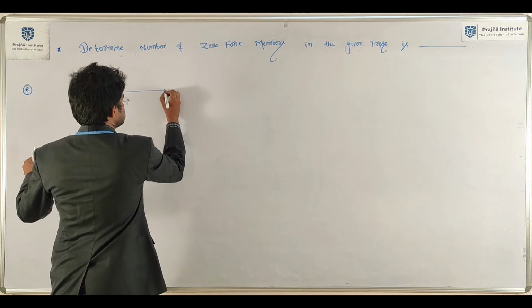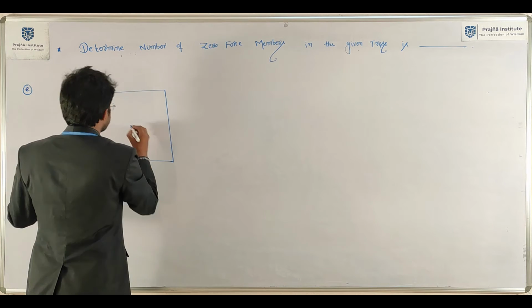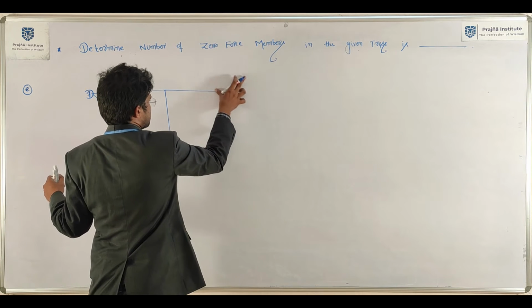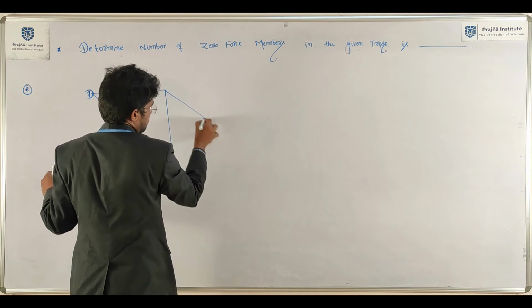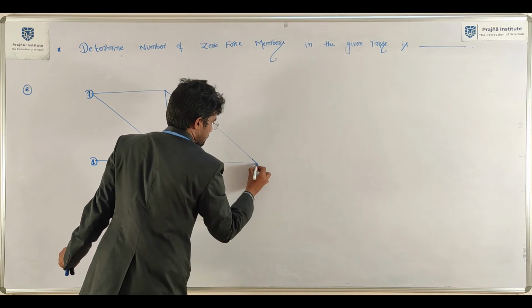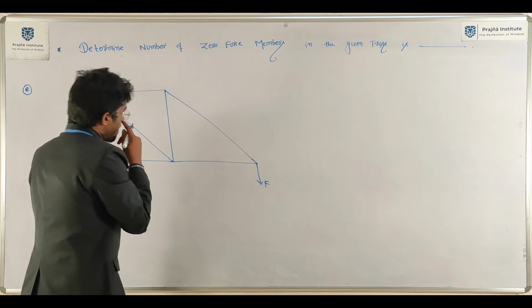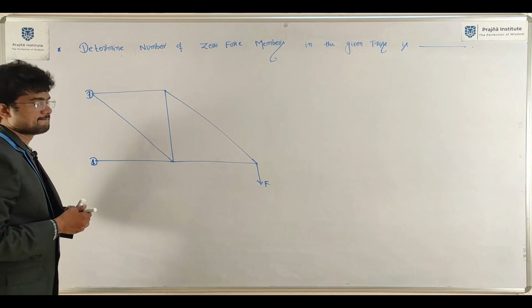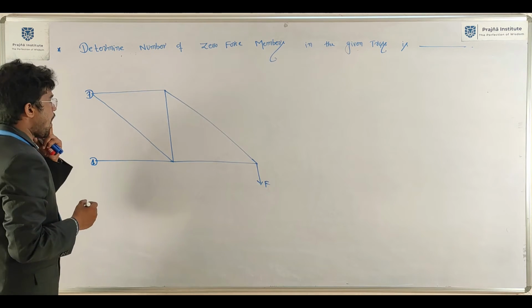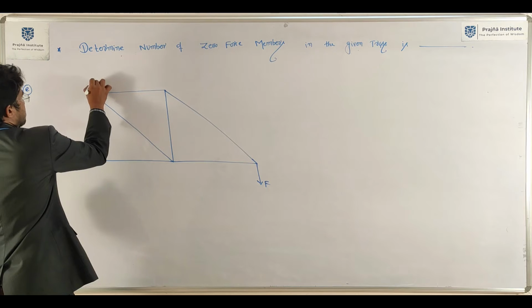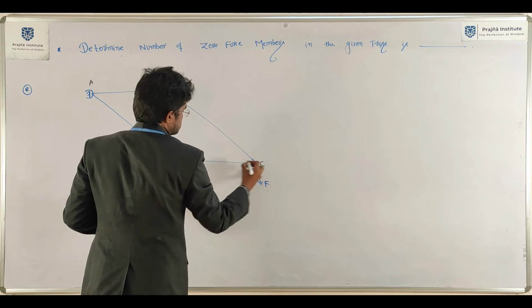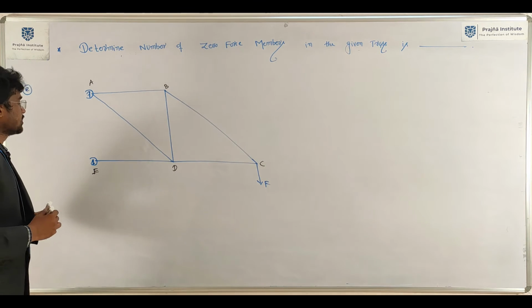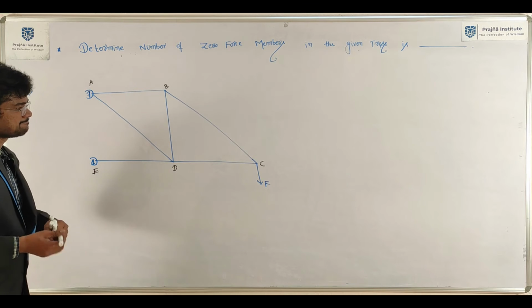It is a cantilever truss. Okay? It is a cantilever truss. Now, A, B, C, D, E. Clear now? Now, just check it once.